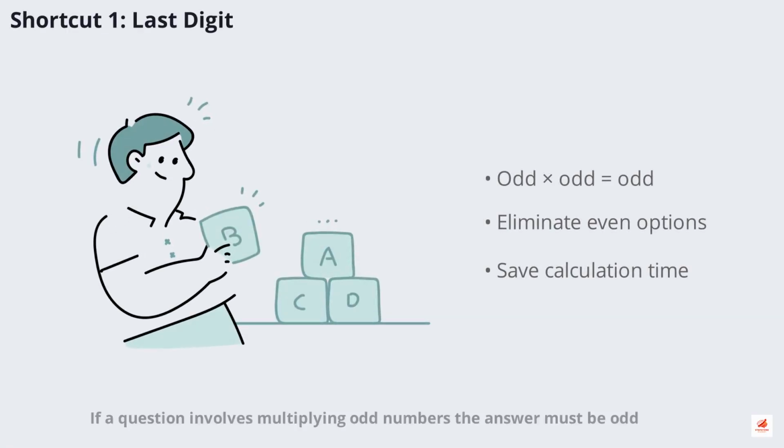If a question involves multiplying odd numbers, the answer must be odd. Quickly cross out even options without calculating. This shortcut is especially useful in multiple choice questions where you need to eliminate wrong answers fast.